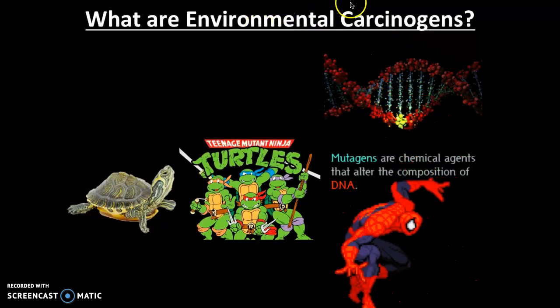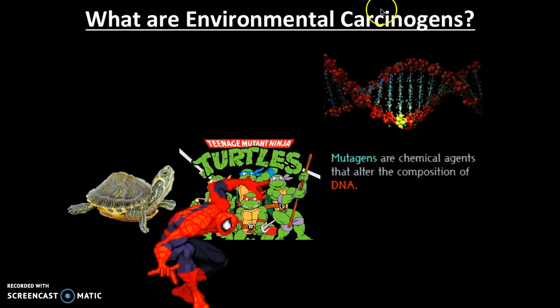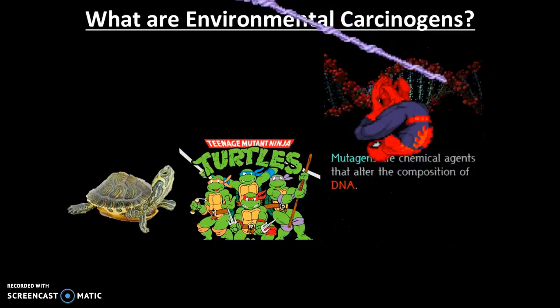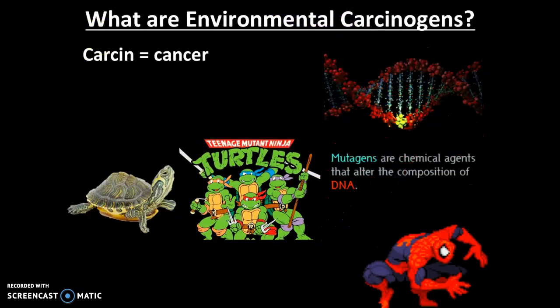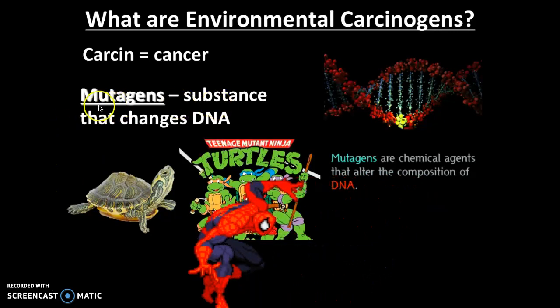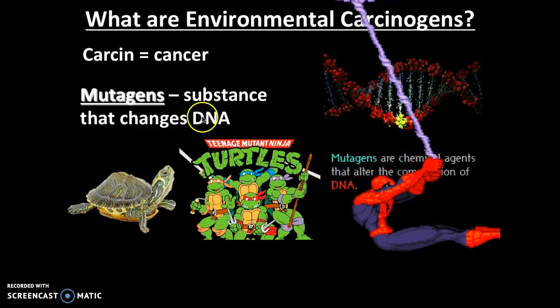So we know, using your STEM, carcin means cancer, and gen means producing. So a carcinogen is going to be something that produces cancer. So let's look at a couple of those. So again, your STEMs, carcin is cancer. So mutagens, the term mutagen is referring to a substance that can change the DNA.